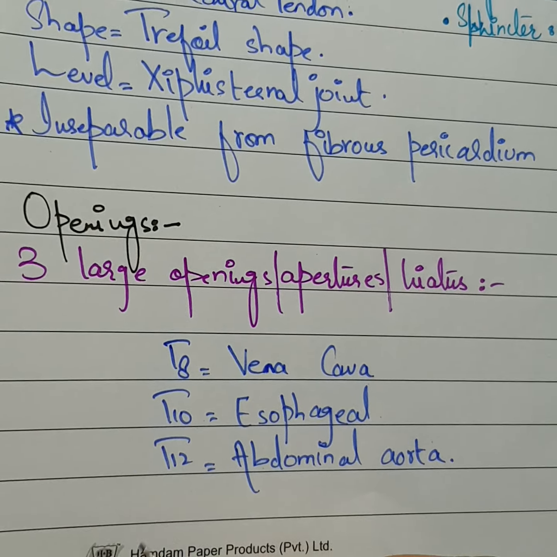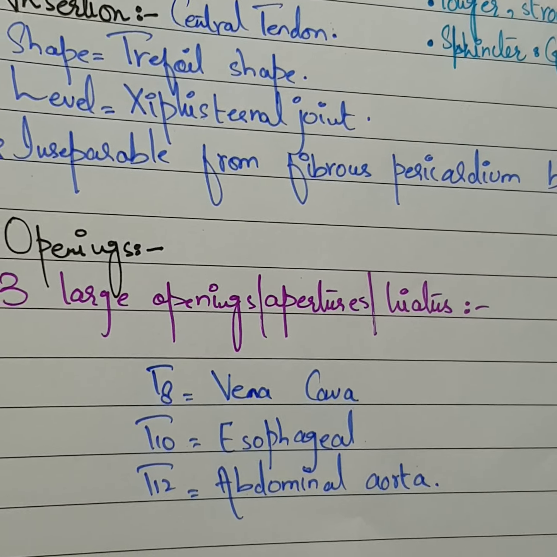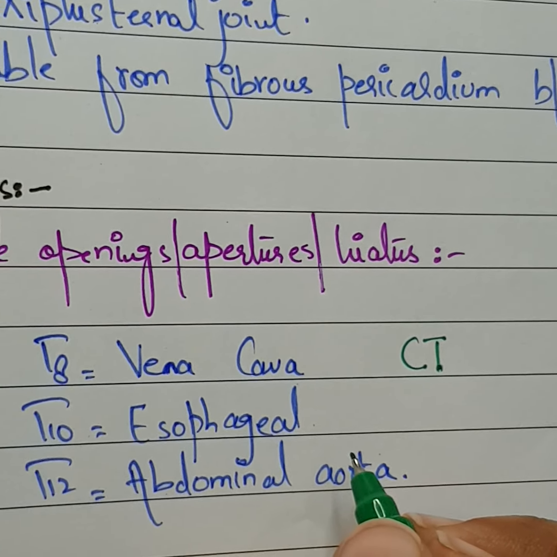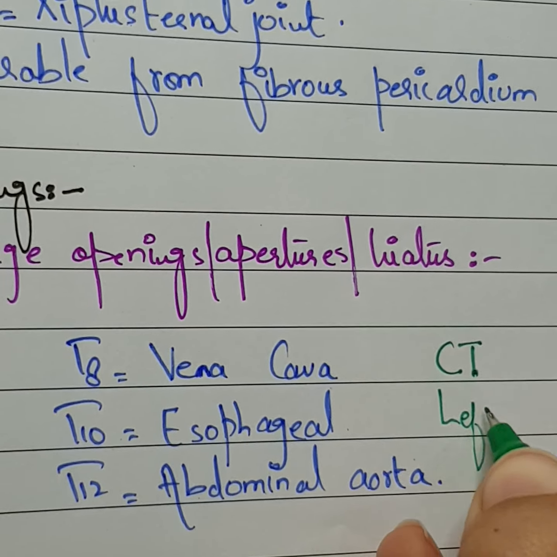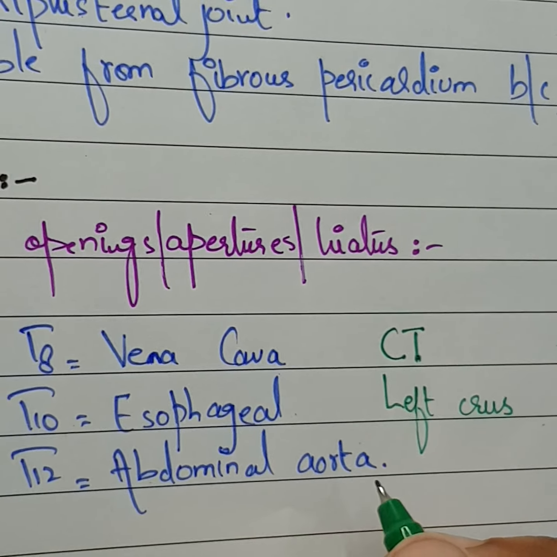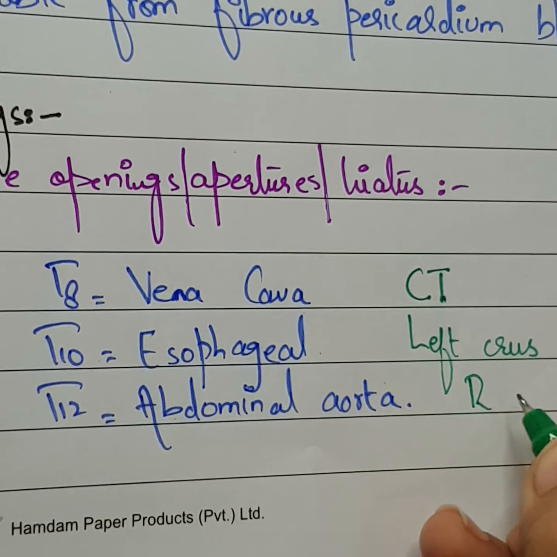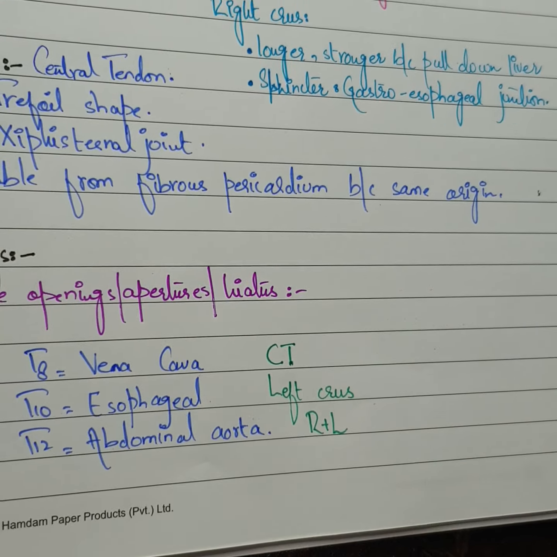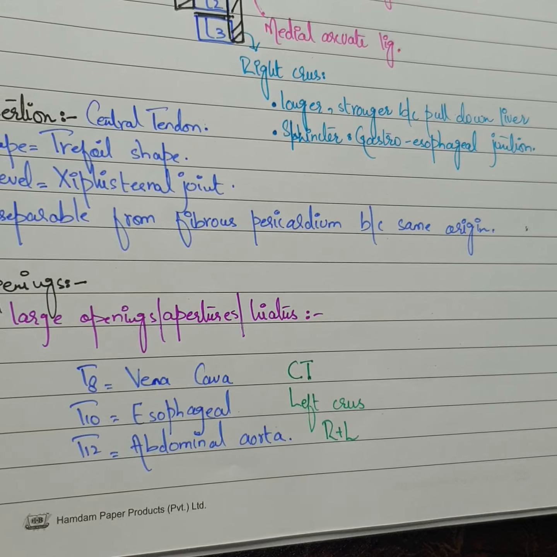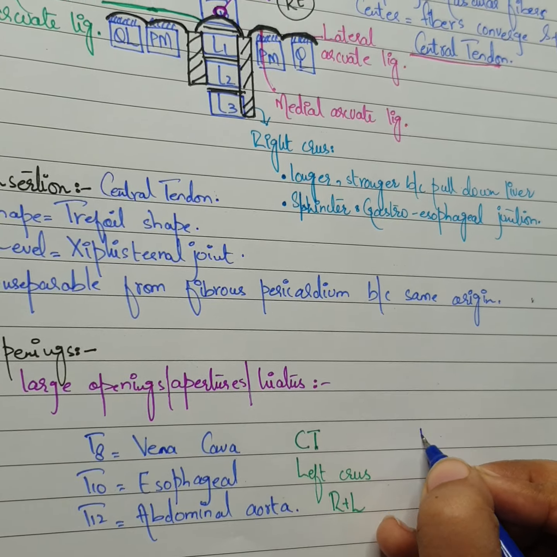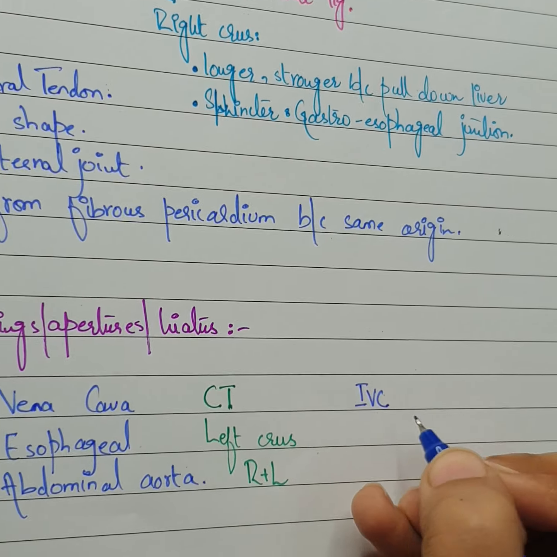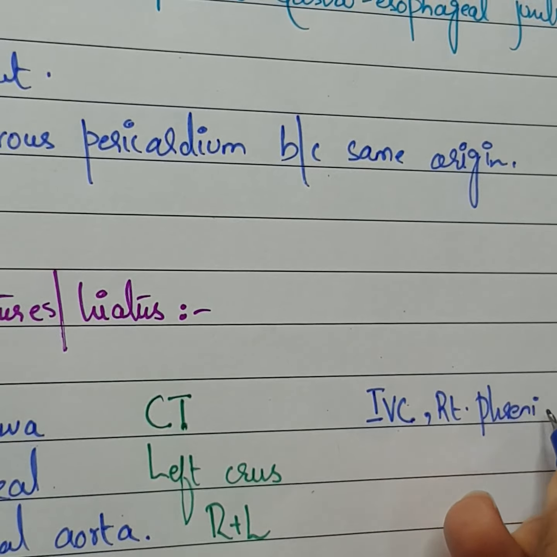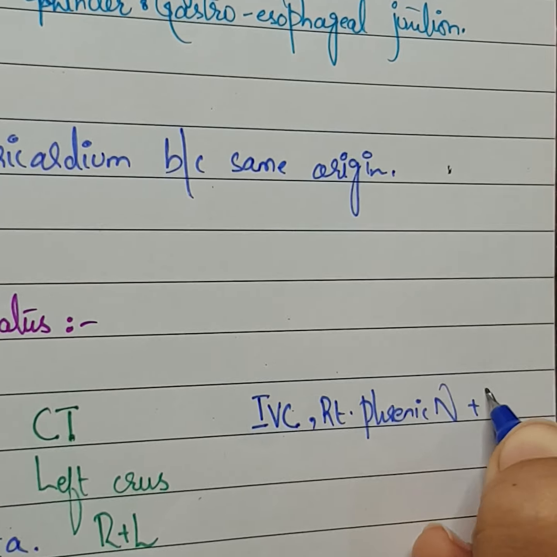Okay, so the vena caval hiatus is present in the central tendon. The esophageal hiatus is present in the right crus, and the aortic hiatus is present in between the right and left fibers. Okay, so in the vena caval hiatus we have a few more things. We have the inferior vena cava passing through it, and the right phrenic nerve and lymphatics.